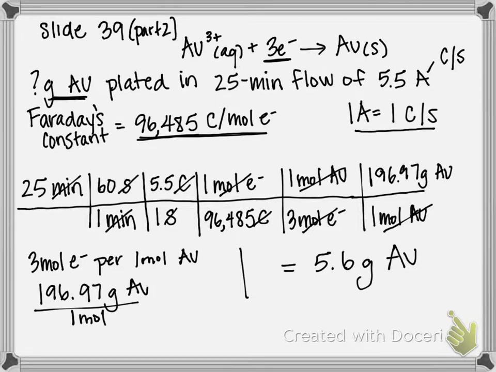So, final answer, 5.6 grams of gold are electroplated in this 25-minute flow of 5.5 amps of current.